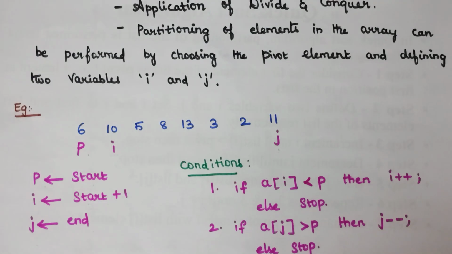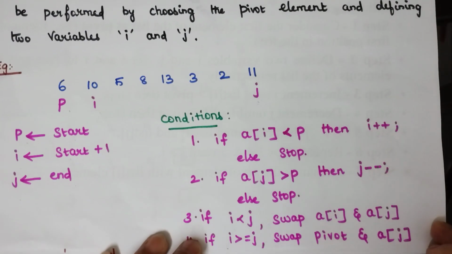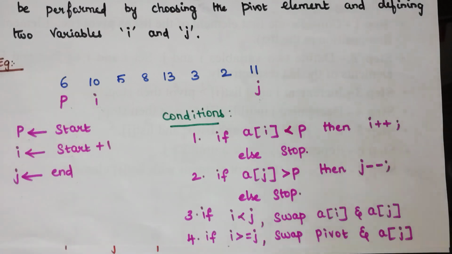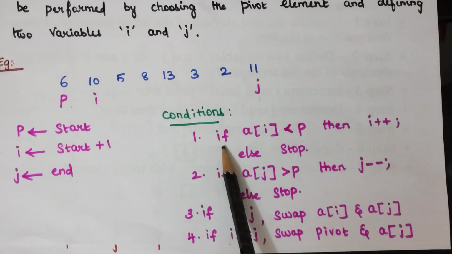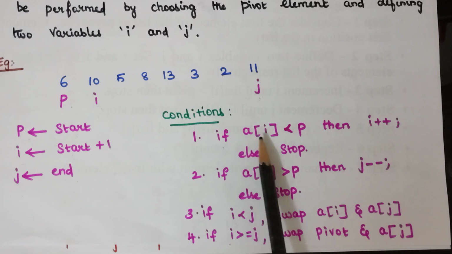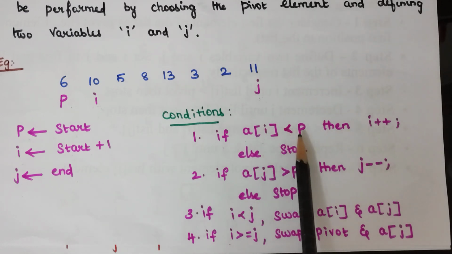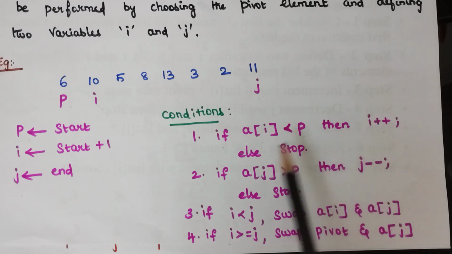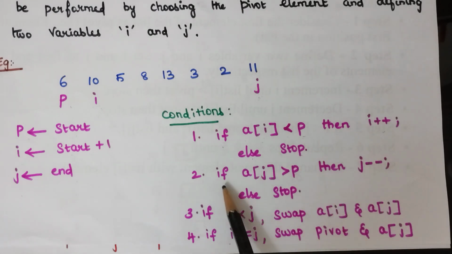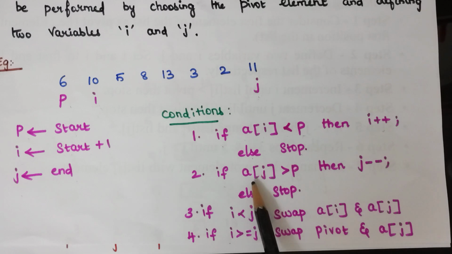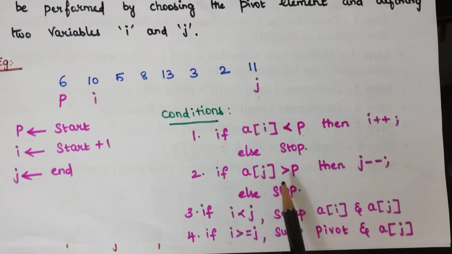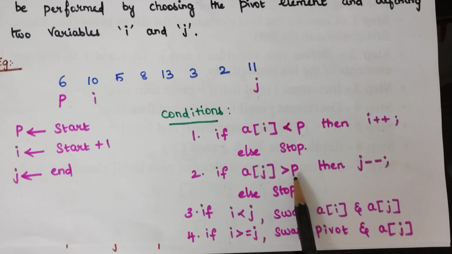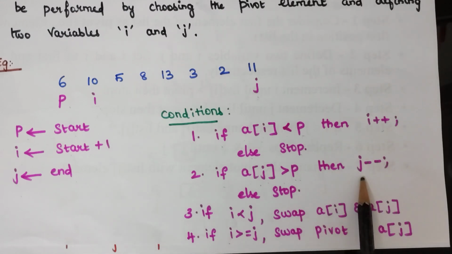Now what are all the conditions we need to check for the QuickSort algorithm? I have come up with 4 conditions. The first condition: you need to check whether A of i is lesser than the pivot element. If it is less than the pivot element, then we perform increment of i, that is i++. Otherwise stop. After that, you check this condition: whether A of j, that is the array value at j, is greater than the pivot value.